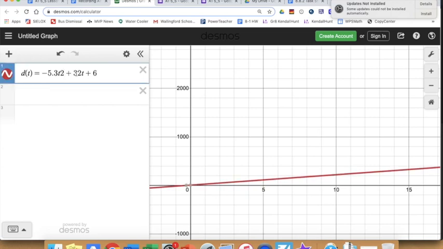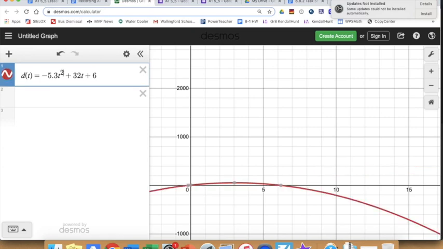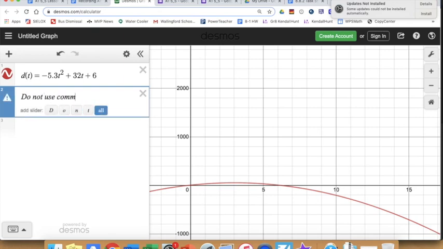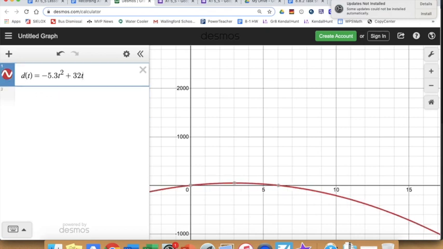That's not an exponent. A couple things on Desmos. Make sure you're definitely using exponents. And make sure also you're not using commas. Do not use commas on Desmos, because it'll think you're trying to write an ordered pair, unless you're plotting a point, which you're probably not going to do. And my formula, that's much better.